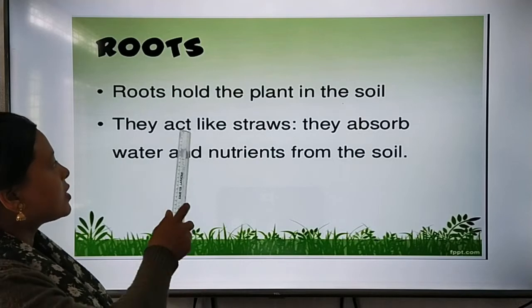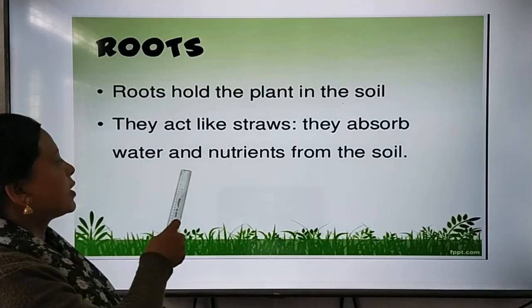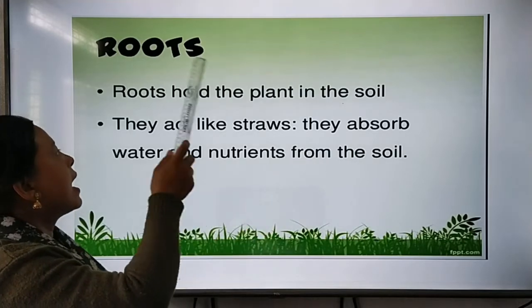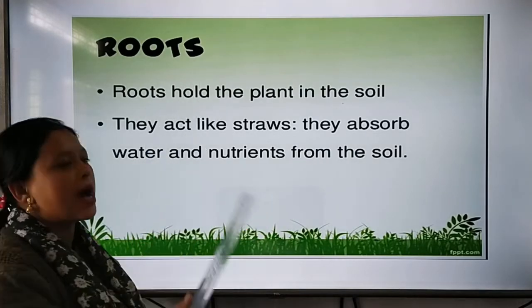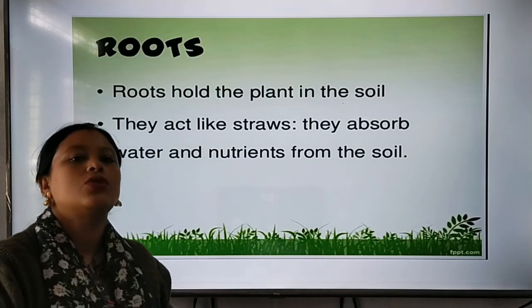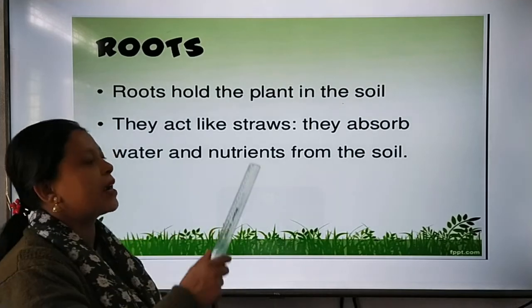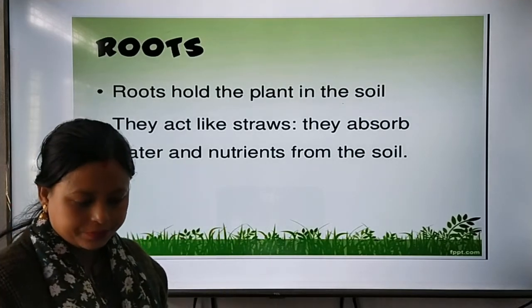So, what is the function of the root? Roots absorb water and nutrients from the soil, and roots hold the plant in the soil. Roots help the plant to stand straight, okay, and roots hold the plant in the soil.